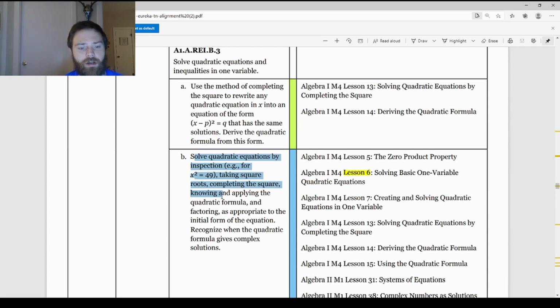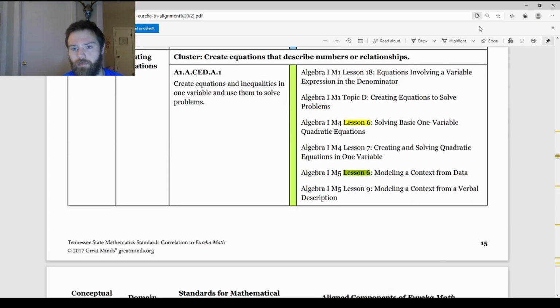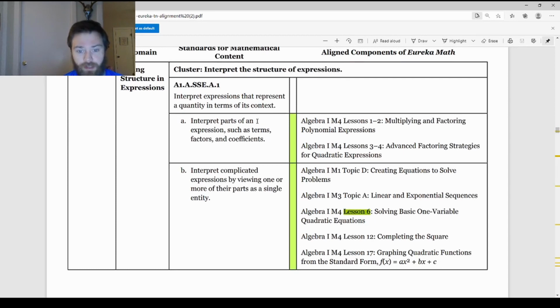You're not going to need to know how to complete the square in this part of the lesson. You might need to use factoring, but no quadratic formula or complex solutions, so don't even worry about any of that. You've got A1.A.CED.A1, so you will be creating equations and inequalities in one variable and using them to solve problems. That's a goal you're trying to meet in this lesson, and the other standard is A1.A.SSE.A1, which is interpret expressions that represent a quantity in terms of its context. Interpret complicated expressions by viewing one or more of their parts as a single entity.